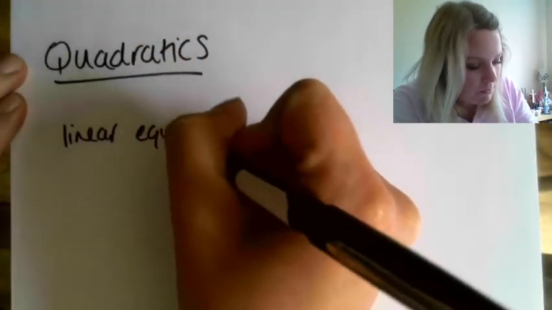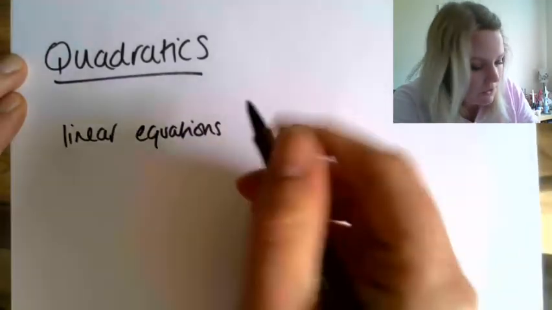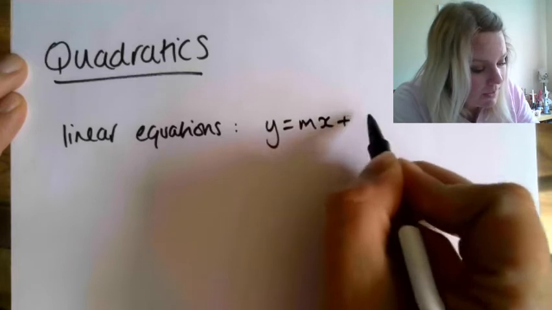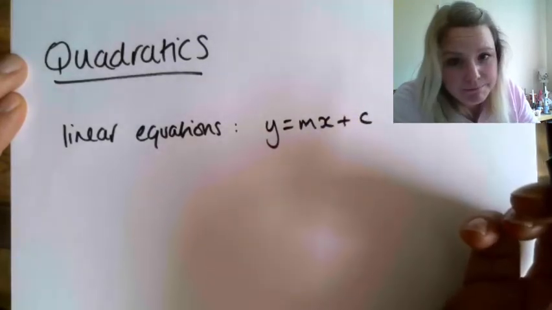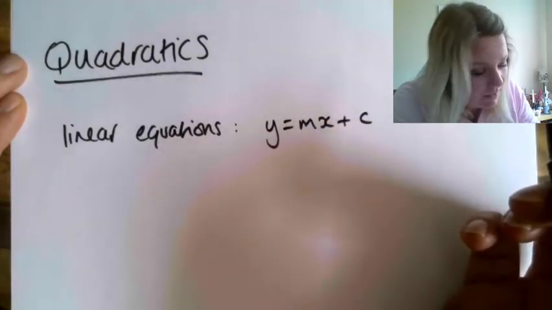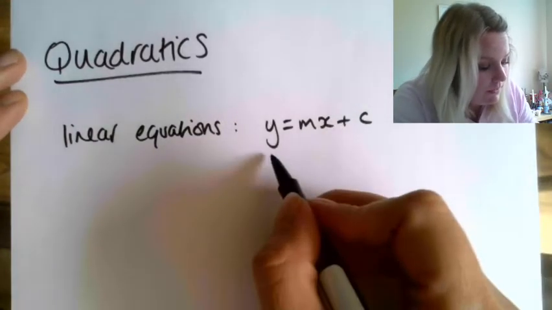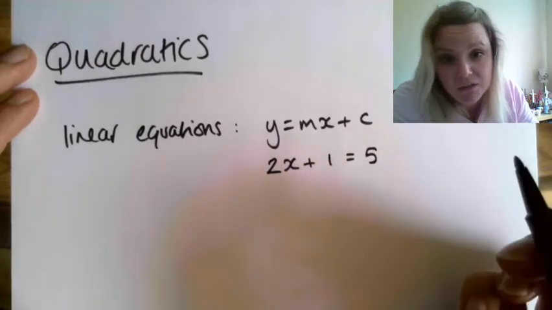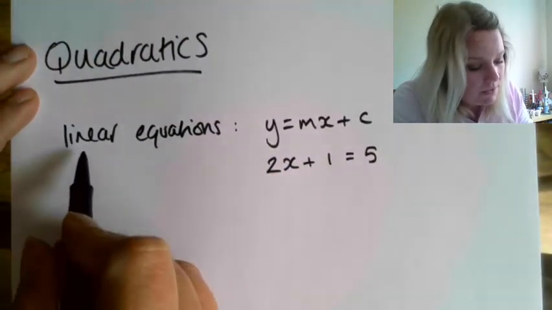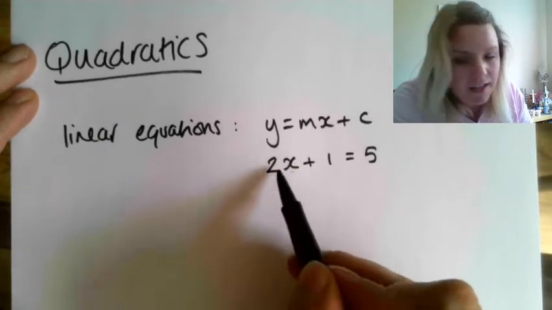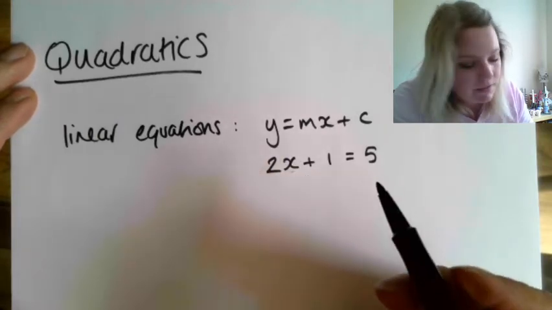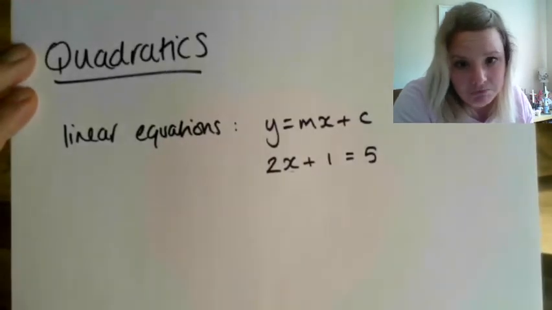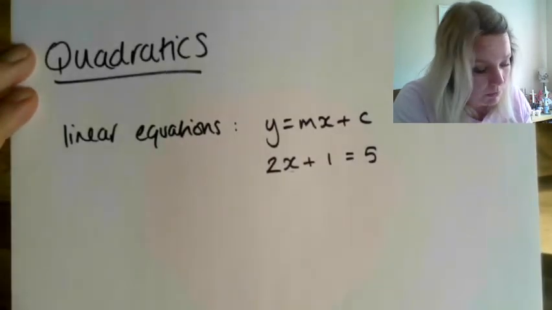Now, so far in equations, we've generally only really looked at linear equations, okay? So if you remember, linear equations are equations which are generally in the form y equals mx plus c. So I suppose they don't even need to be exactly in that, but they could be like 2x plus 1 equals 5. That would also be a linear equation. So in a linear equation, the x term doesn't have a power on it, okay? So it is just an x or a whatever letter it is that we're talking about.